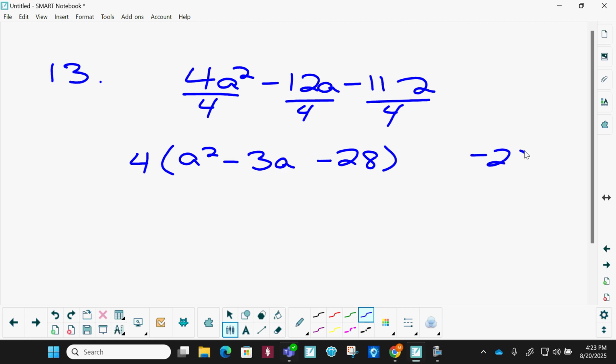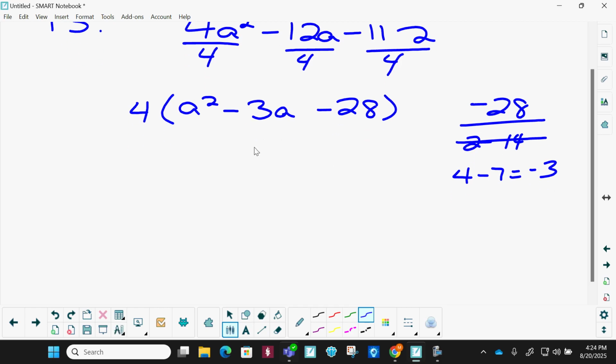So now let's take that -28. I need it to get to -3. So 2 and 14 does not equal -3. Does 28 go into 3, or is it 4? Nope, it's 4. 28 divided by 4 is 7. 4 minus 7. Look at that. Oh my gosh, and we get the -3. So 4 times a plus 4, and then a minus 7. And we got that. Okay.